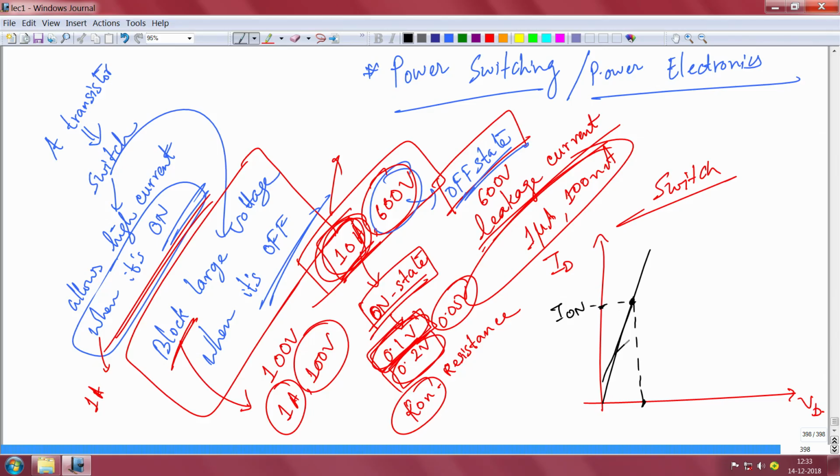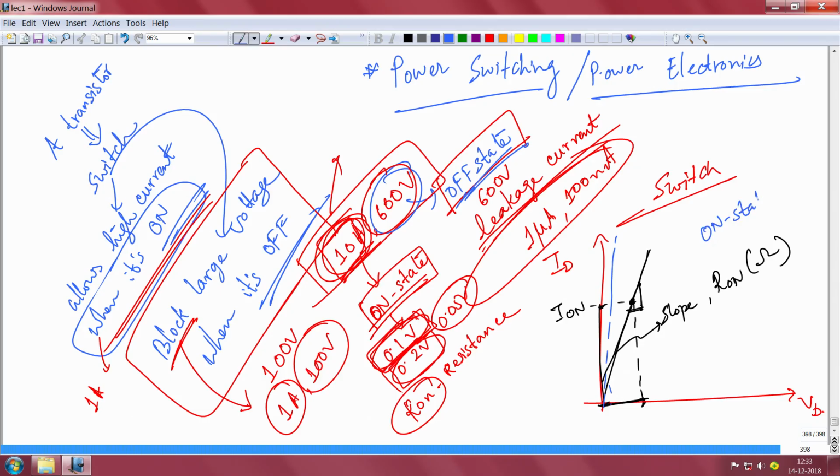The slope here will correspond to the resistance, the on resistance, that this voltage divided by this current is called on resistance, which is R on, and this R on should be as low as possible, which means this slope should be high. That means you should be able to get very high current at very low voltage. And this is the on state of the device.